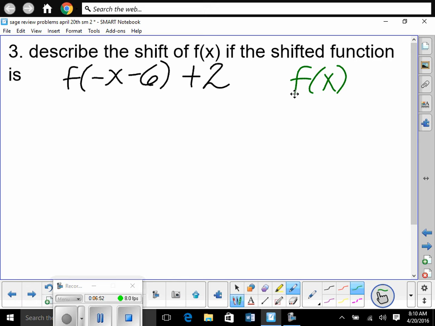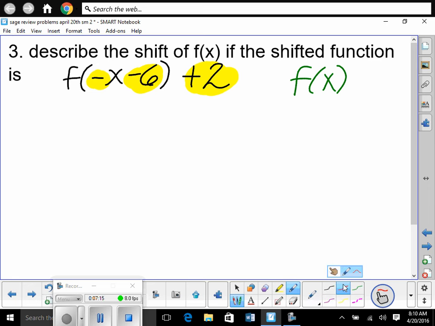Okay, so we have f of x. This is the shifted function. There's a couple things to notice about this. We have a negative in front of x. Does everybody see that? That's different than it was on the parent function. And then we have a negative 6 being added with x, and then we have this +2 being added to the entire function. So we have a lot going on, so we're going to determine all of our shifts.